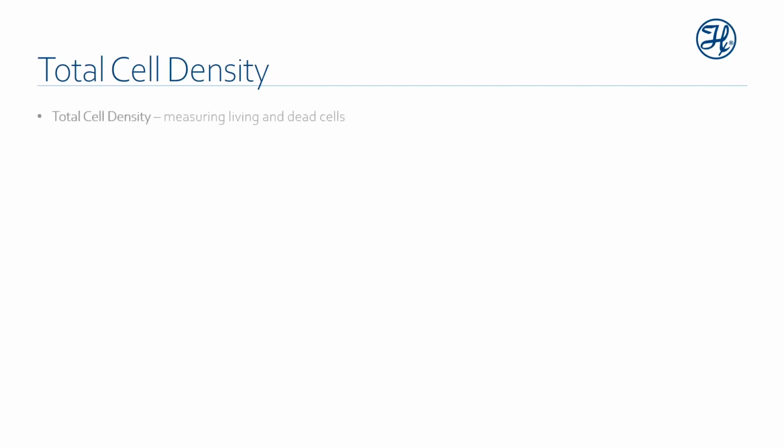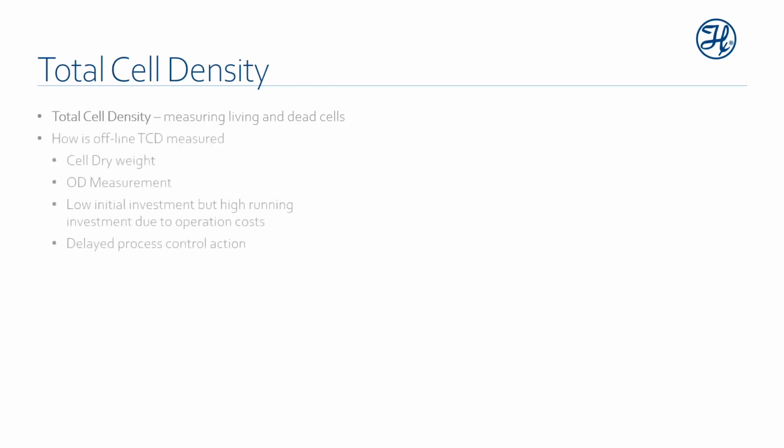Total cell density, we define as measuring both living and dead cells, as well as cellular debris within a bioreactor or a bioprocess. I'll say TCD and total cell density, those are interchangeable. Typically, it's calculated in an offline fashion. Cell dry weight and offline OD measurement are two of the more common methods by which total cell density is measured.